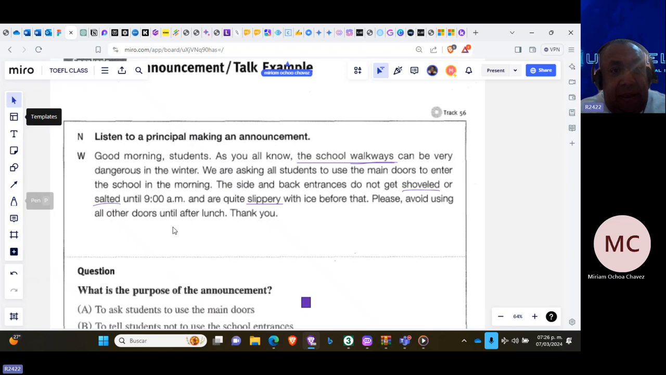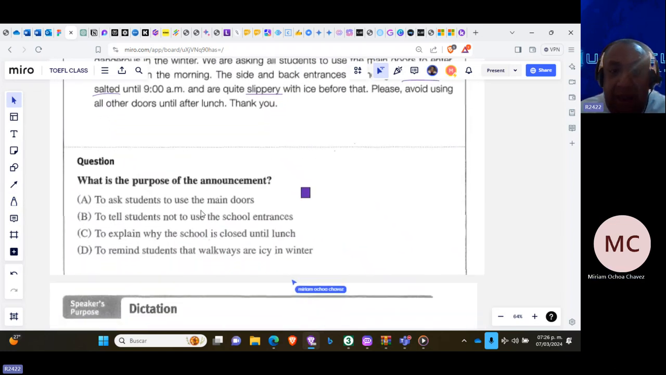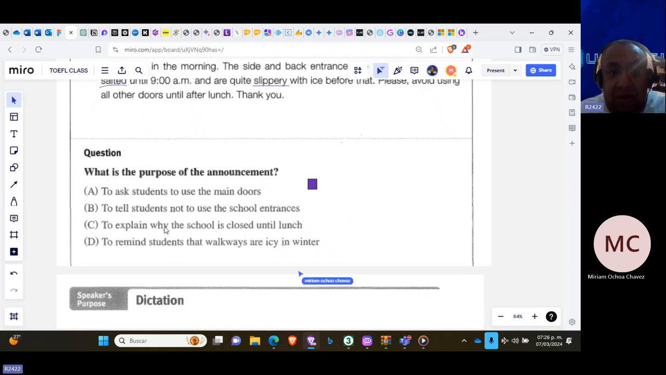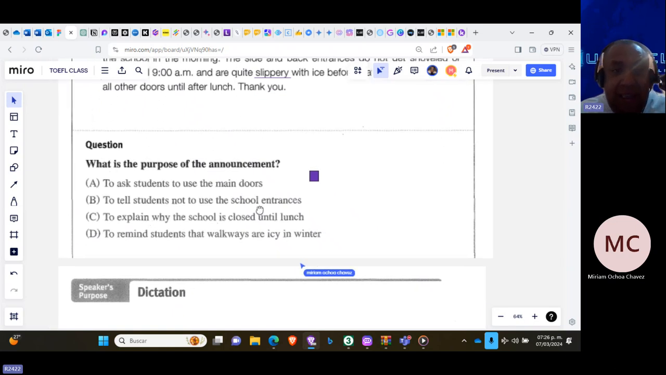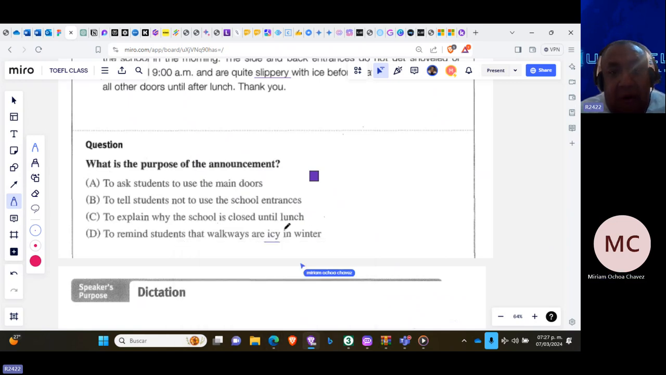Okay. So he says, what is the purpose of the announcement? A, to ask students to use the main doors. B, to tell students to not to use the school entrances. C, to explain why the school is closed until lunch. D, to remind students that walkways are icy in winter. What is icy? Icy. Con una capa de hielo. Congelado con una capa de hielo.